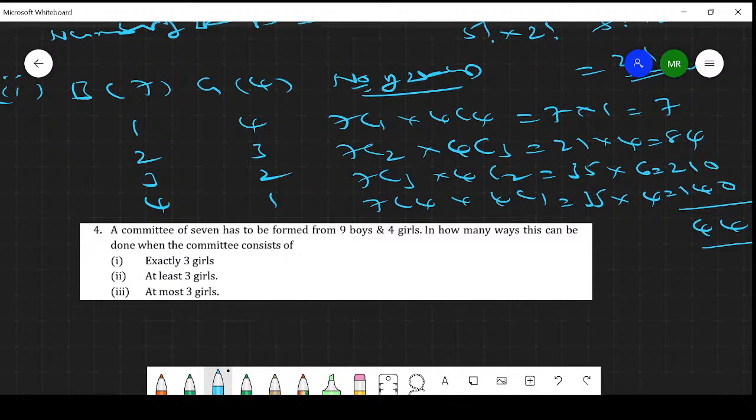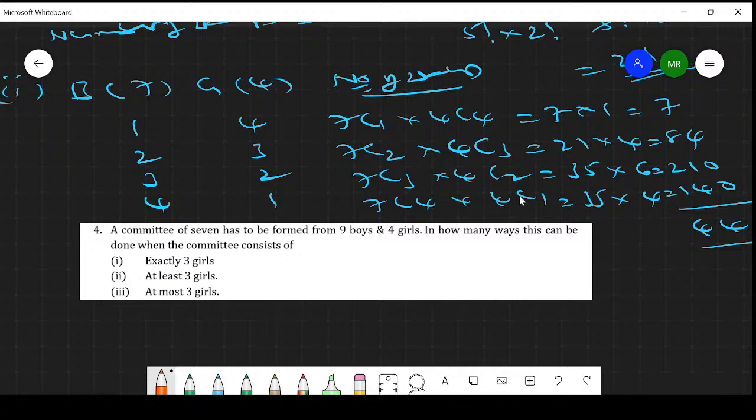3 girls and 2 boys, and 4 girls and 1 boy. They are telling at least 3, so there are 2 cases I can consider. These first 2 cases, 7 plus 84, it comes 91. Correct? You can see here, understood. When I am talking here, at least 3 means 3 or 4. 3 girls and 2 boys, and 4 girls and 1 boy. It comes 84, 91 it comes.